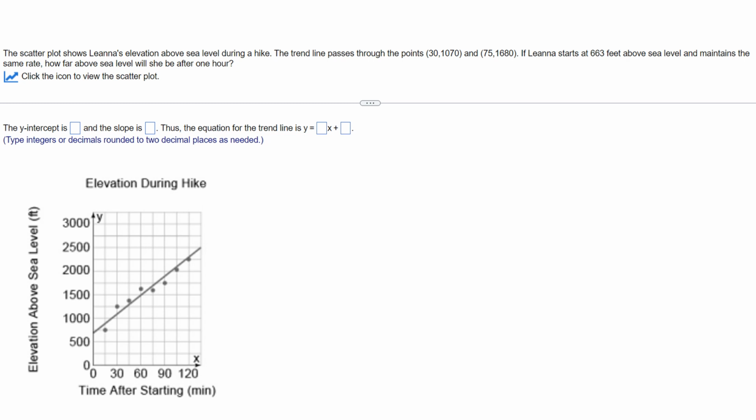You can click on that image to view the graph as I have pulled up in this slide, but you can click on it to view in your own computer screen. And then we're going to answer the questions. What is the y-intercept? What is the slope? And then what is the equation?